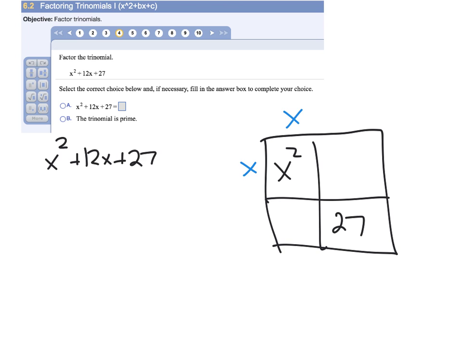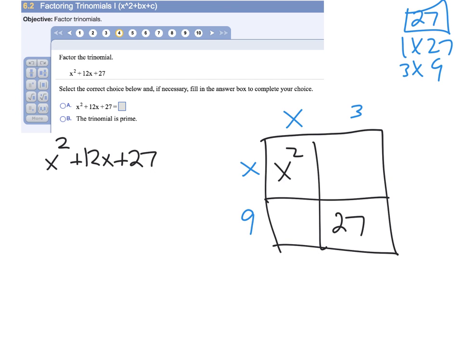So now let's think about 27. Well, 27 can be 1 times 27, 3 times 9, and that's your only combinations that will equal 27. So which combination do we want to try to multiply to get 27? Well, I stick with the numbers that are not extreme. I usually stick with the ones that are the closest to each other. In this case, it's 3 and 9 versus 27 and 1.